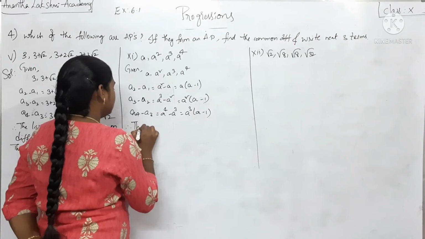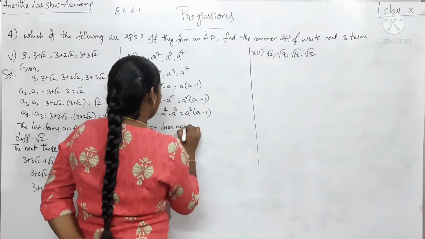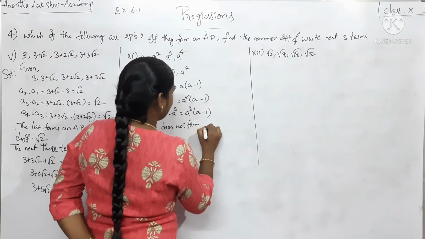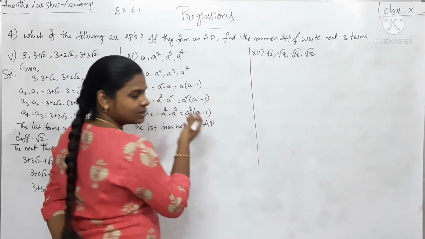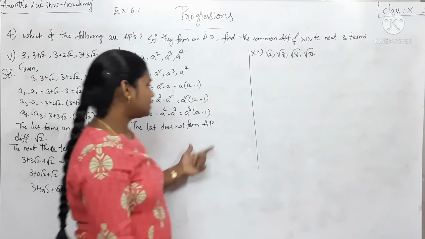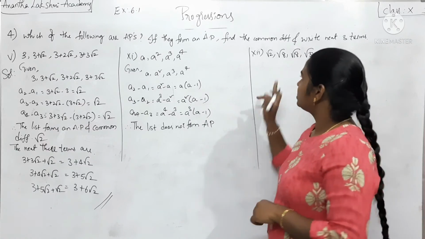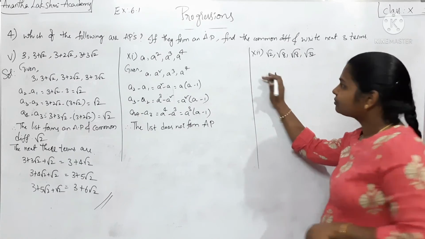Therefore, the list does not form AP. And this is not an AP, we do not need to find out the next three terms. Alright, so this is an example of not forming an AP. Let's look at the 12th bit.